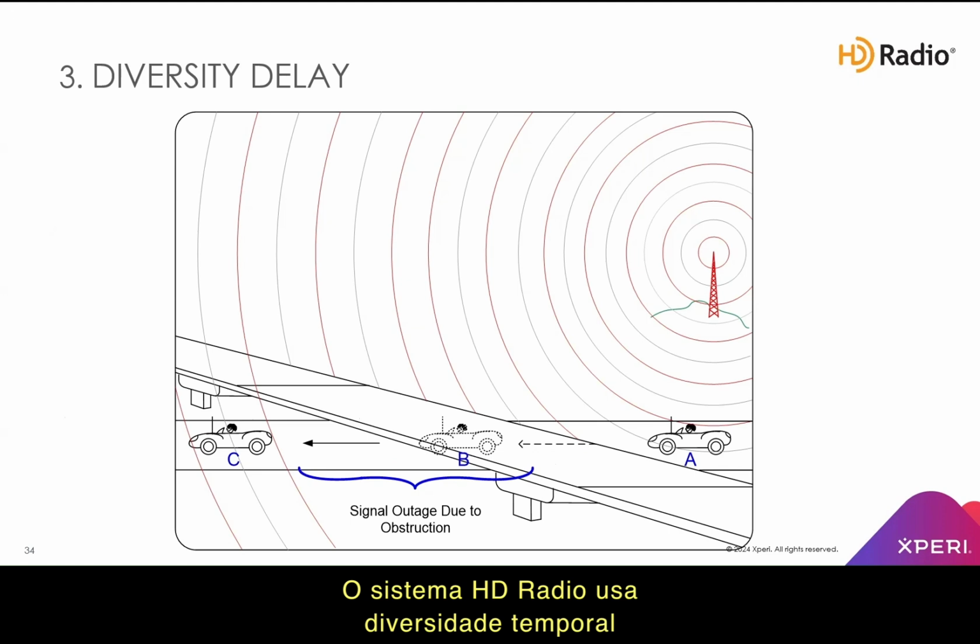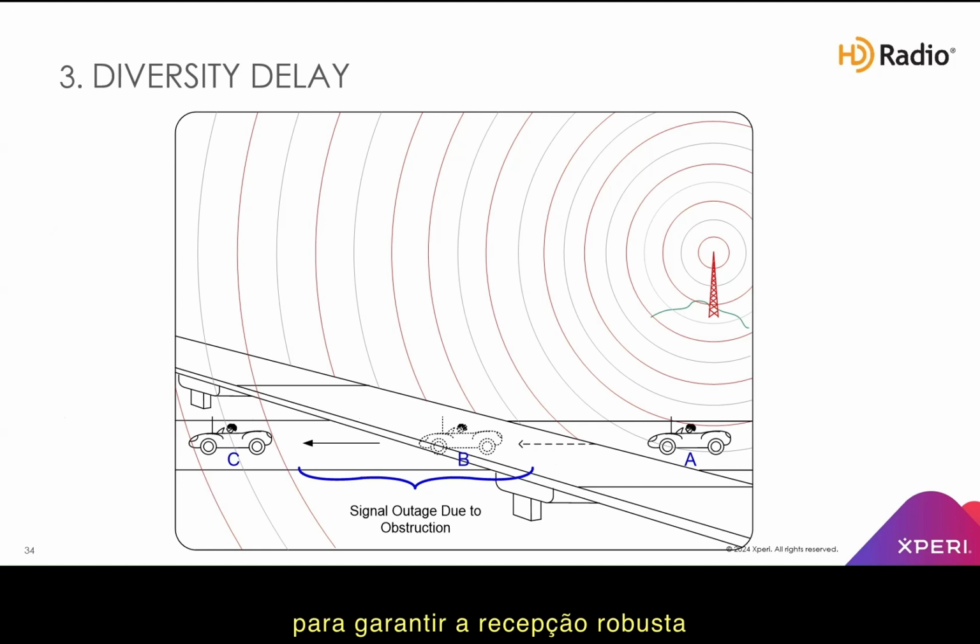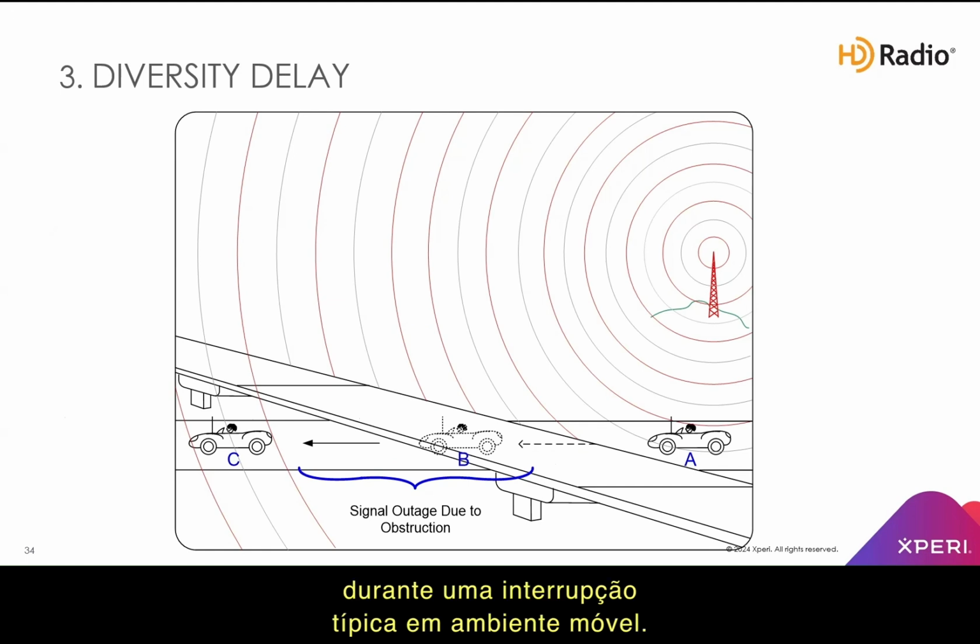The HD Radio system uses time diversity between two independent transmissions of the same audio source to ensure robust reception during typical mobile outages. This time diverse channel is available in both the hybrid and all digital modes. If the primary digital signal is corrupted, the receiver blends to the backup audio, which remains unaffected by the outage.